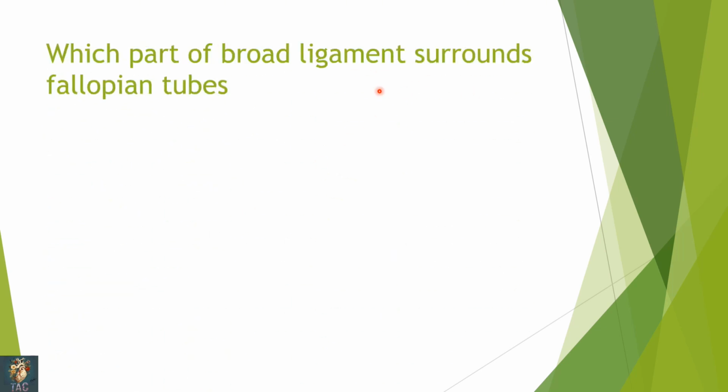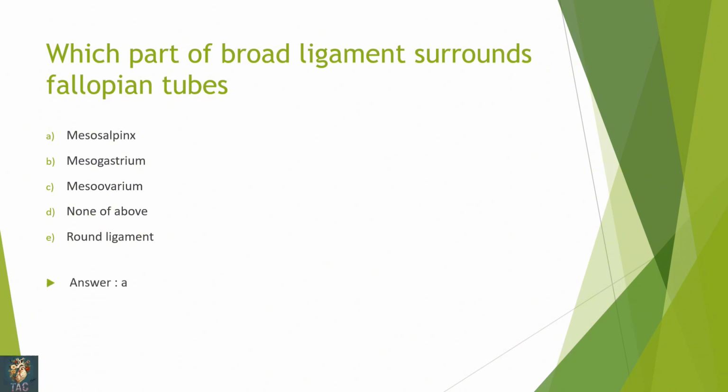Which part of the broad ligament surrounds the fallopian tube? That will be mesosalpinx, mesogastrium, mesovarium, none of the above, or round ligament. So very simple question. The mesosalpinx is the part of the broad ligament by which the fallopian tubes are surrounded. So A is the correct option.